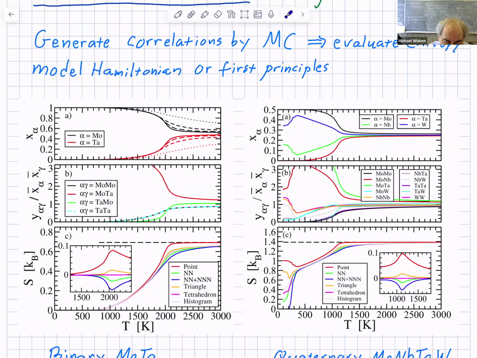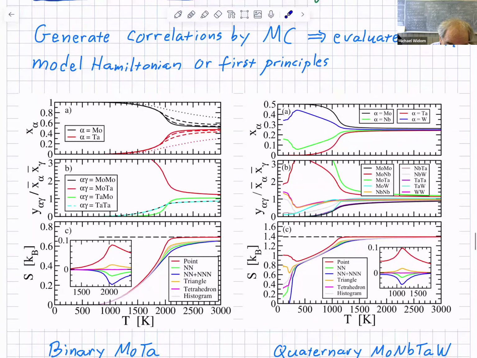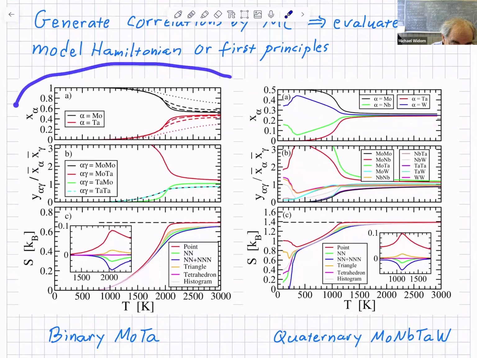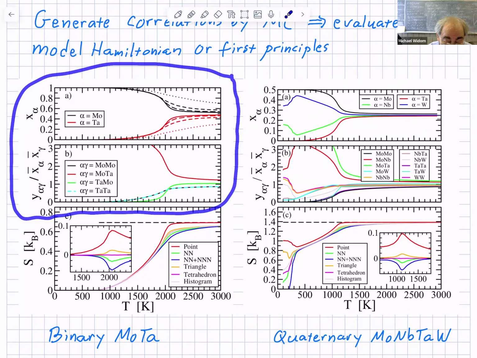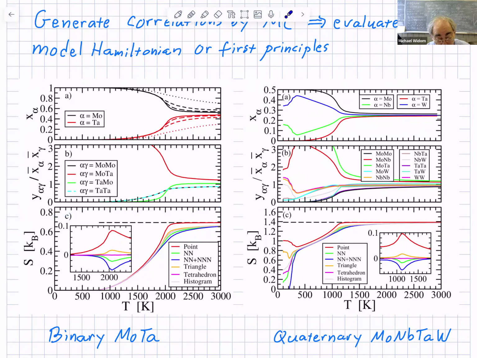Okay, so what I'm showing you here are figures from work by Drew Kim, CMU senior, that show the result of simulations that show the point occupation for binary molybdenum tantalum as a function of temperature. So we have high temperature and low temperature on the alpha sublattice.